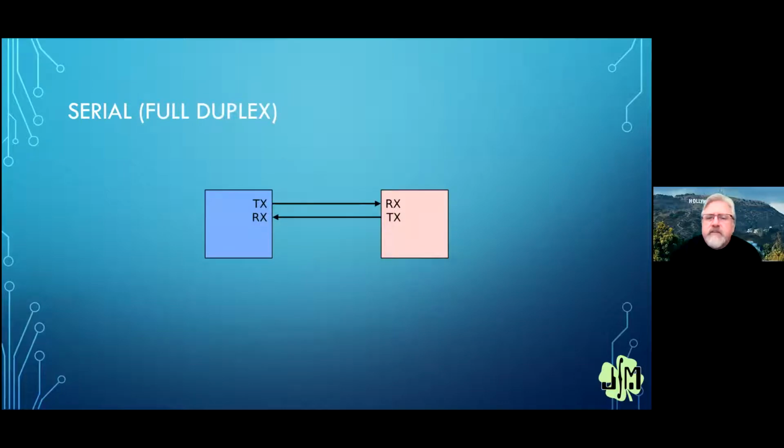Here's some really simple connection examples. This is full duplex. The dark line means we can be active, so we can transmit and we can receive at the same time. So for example, when we're using the terminal, we can send and receive data simultaneously.